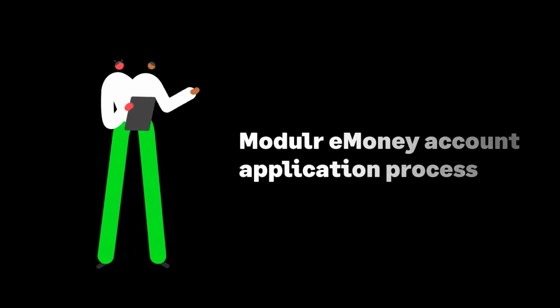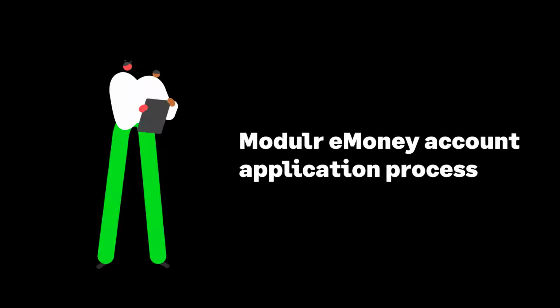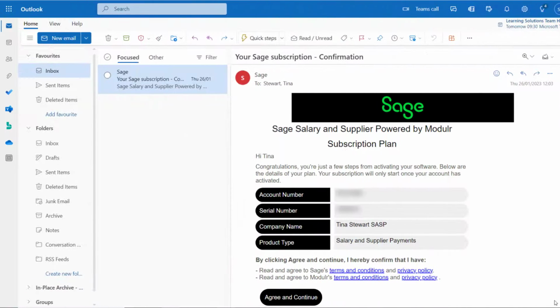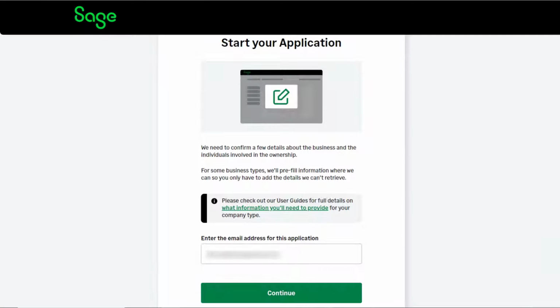Modulr eMoney account application process. To start your application, open the email confirming your subscription to Salary and Supplier Payments, then click Agree and Continue. Enter the email address used to subscribe to Salary and Supplier Payments and click Continue.